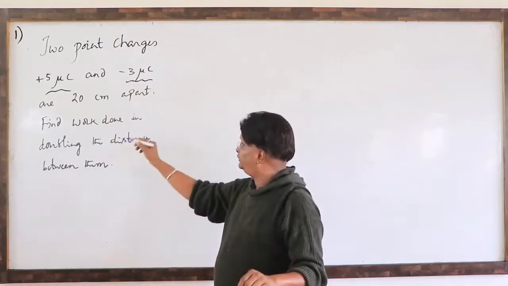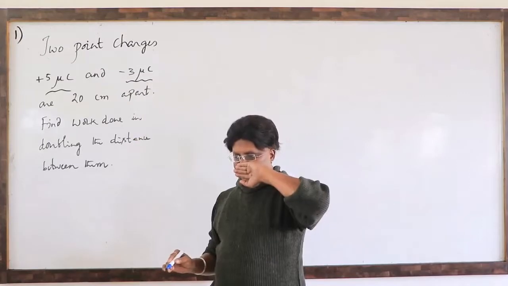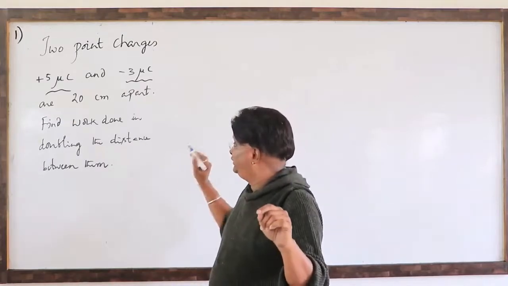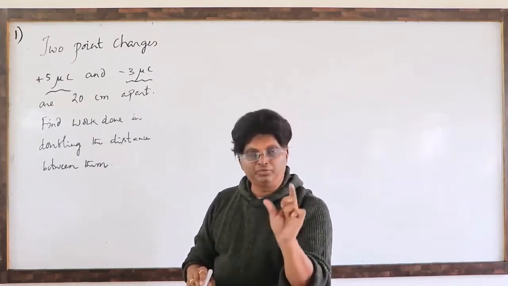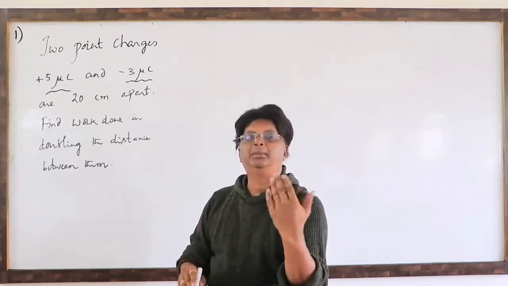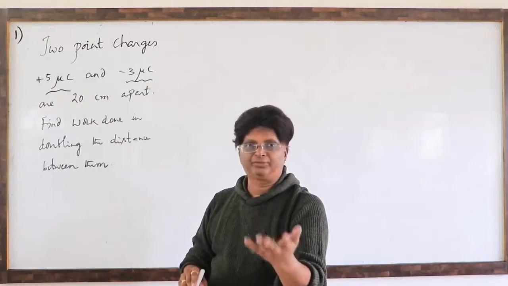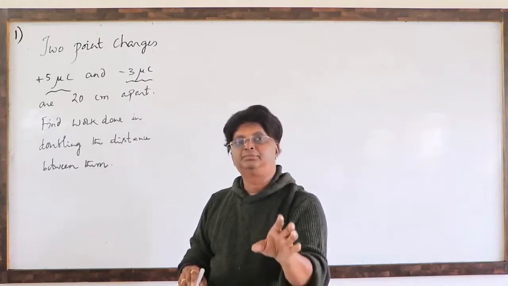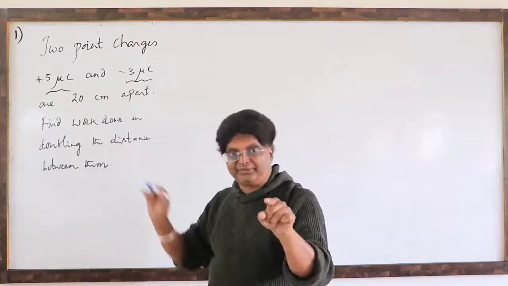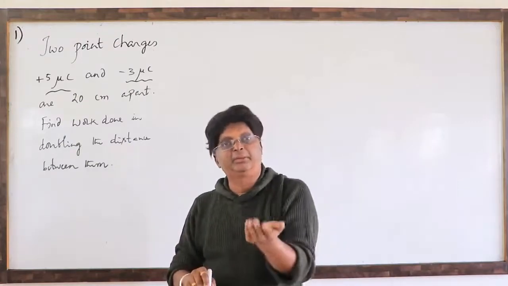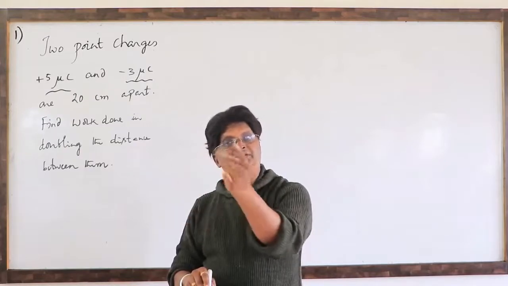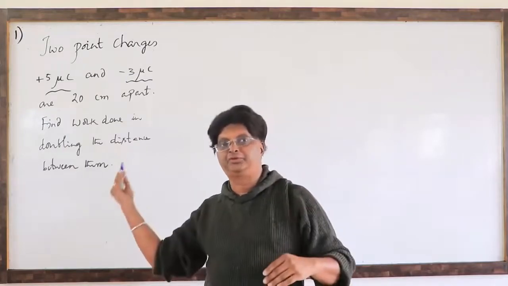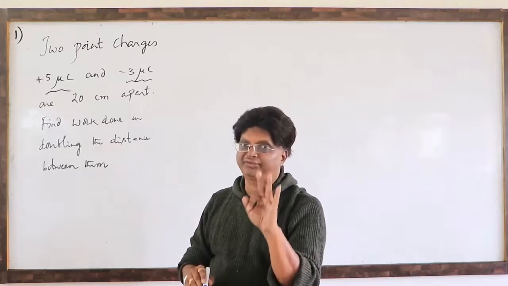Now the question is, find work done in doubling the distance between them. So what has happened? You have a system of 2 charges to begin with. Maybe in the next example I will say 3 charges or 4 charges. Now what is happening in that particular system? The system is undergoing a change. In this example it is the change of distance. In some other example it can be the change of additional charges coming into the system, or already existing charges being removed or taken to infinity. These 3 types of changes are possible.